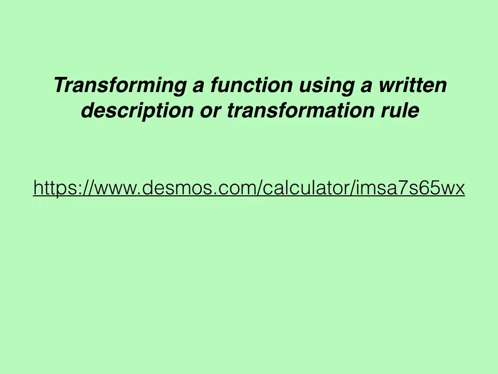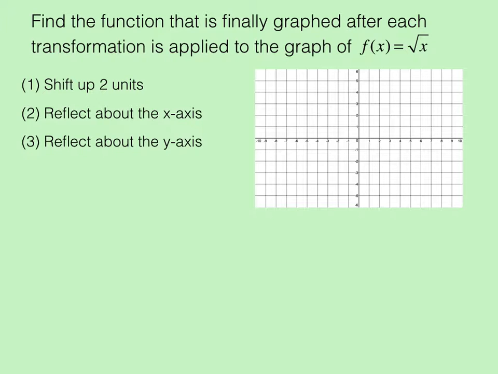In this video, we will transform a function graphically using written transformation rules. The example is, find the function that is finally graphed after each transformation is applied to the graph of f of x equals the square root of x.